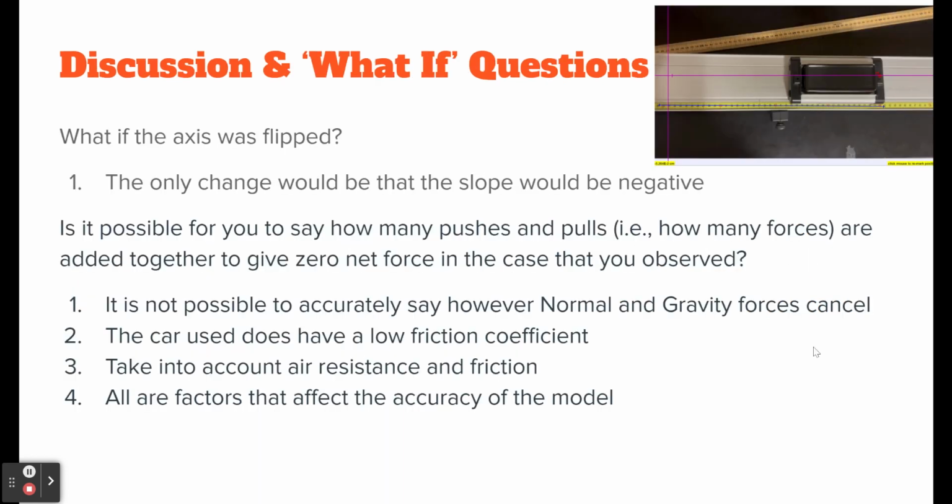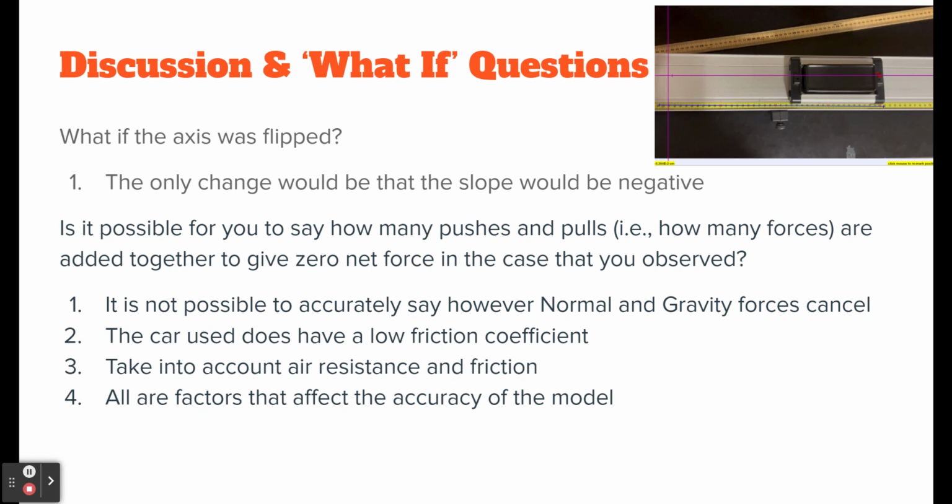As far as discussion and what-if questions, what if the axis were flipped? Say on the top right picture here, if the Y axis moved to the right, the only thing this would change would be my slope, because it'd be negative instead of positive. And is it possible for you to say how many pushes and pulls are added to give a net force of 0? It's not really possible to say.